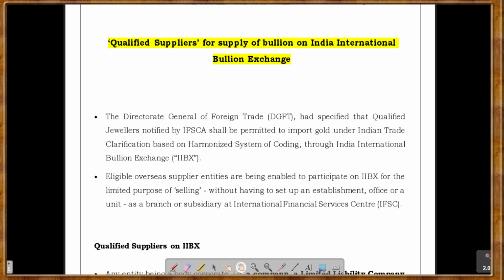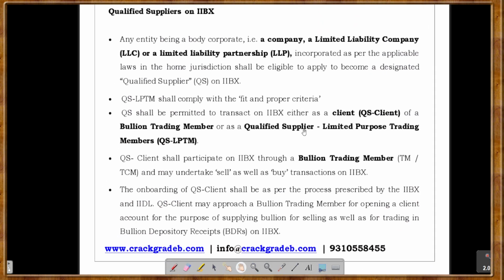So in these particular regulations, we'll be talking about the qualified suppliers who can supply the bullion on the India International Bullion Exchange, that is IIBX, right? So let's see. Any entity which is a body corporate, company, or limited liability partnership, incorporated in India or in any country of their jurisdiction, any foreign country as well, can apply if they want to become a qualified supplier on IIBX, right?